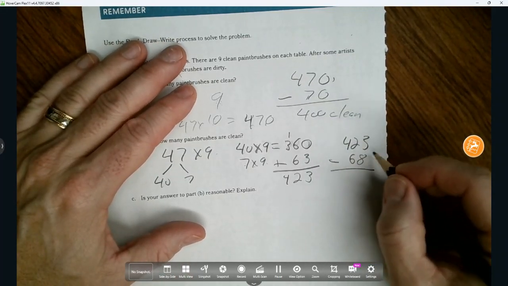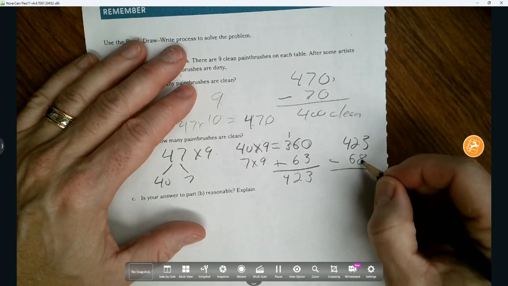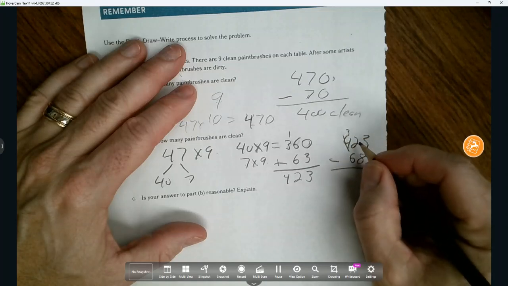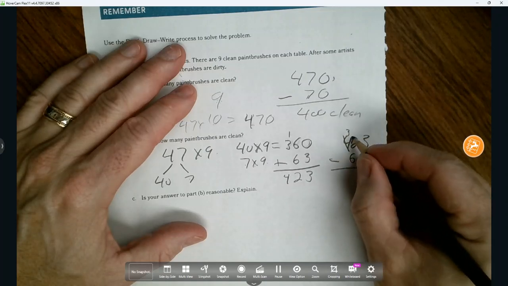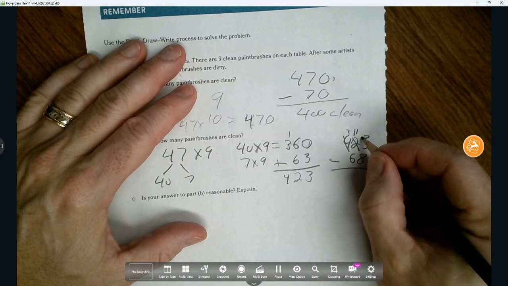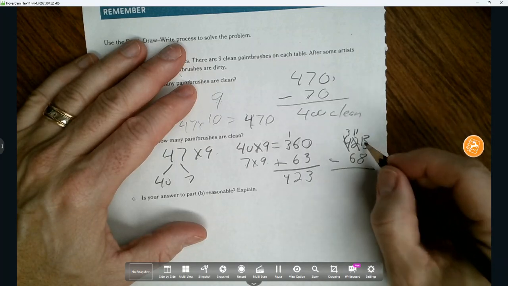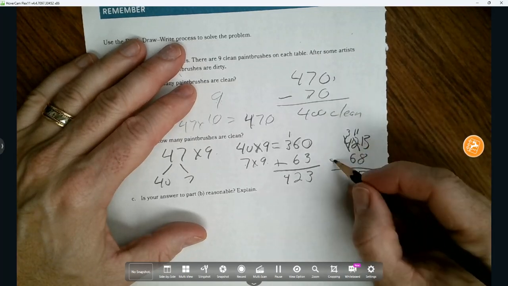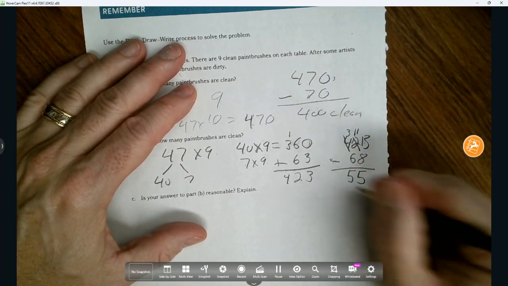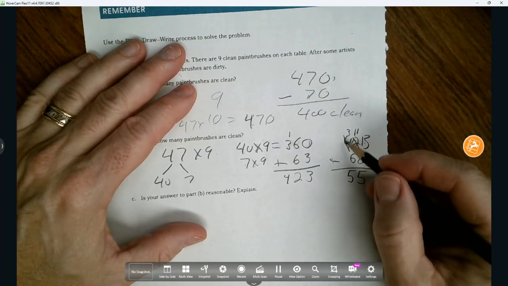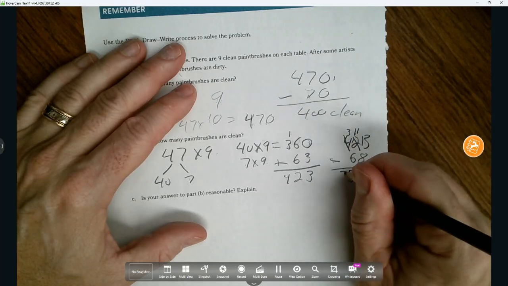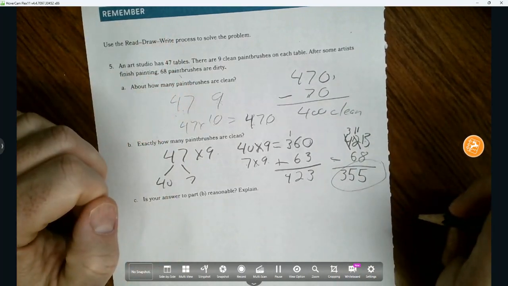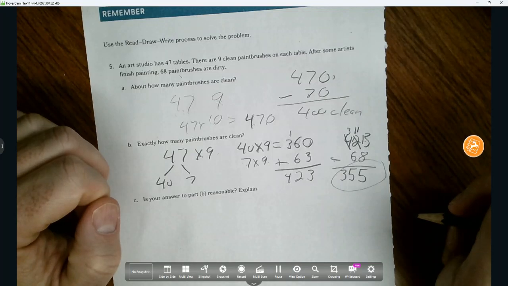All right. So 3 is smaller than 8. Can't do anything there. But 2 is also smaller than 6. So we got to go over here and make this a 3. This would be 12, but we got to borrow 1. So now this is 11. And now this is 13. So 13 minus 8 is 5. 11 minus 6 is 5. And 3 minus nothing is 3. So there are really 355 clean paintbrushes.